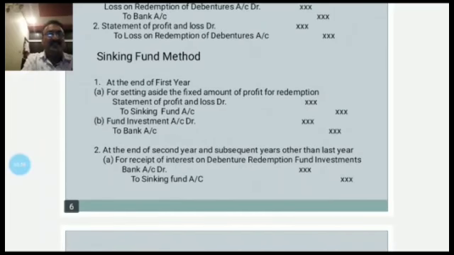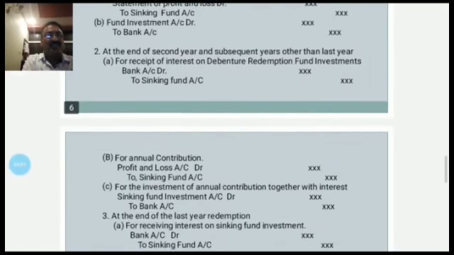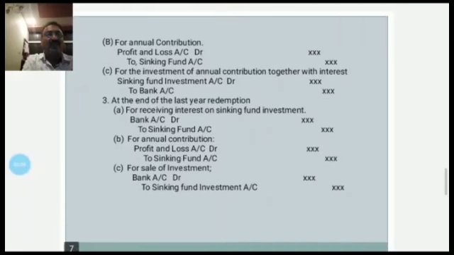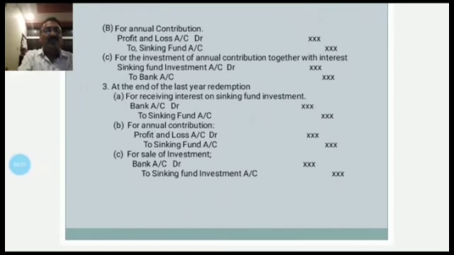The second one is at the end of the second year and subsequent years other than the last year. For receipt of interest on sinking fund investment, you should pass the journal entry: bank account debit to sinking fund account. For annual contribution, profit and loss account debited to sinking fund account. For the investment of annual contribution together with interest, sinking fund investment account debited to bank account.